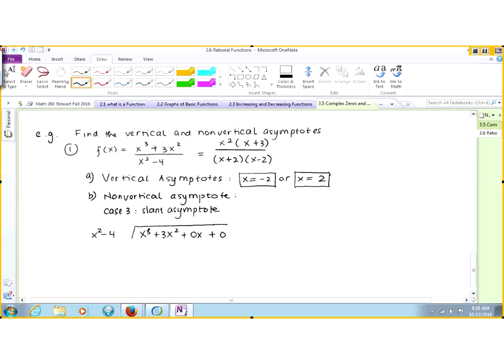Now, how should we do it? X cubed divided by x squared. X. So x times x squared minus 4. What is x times x squared minus 4?